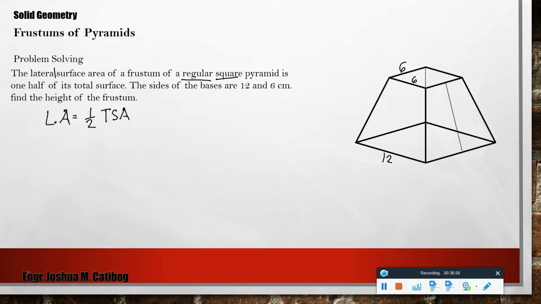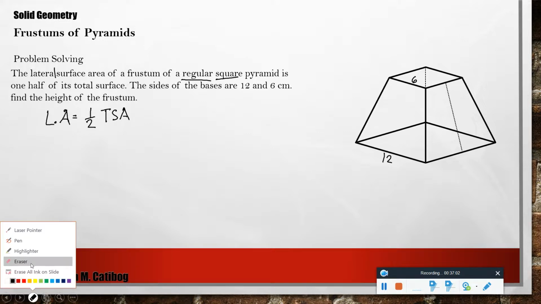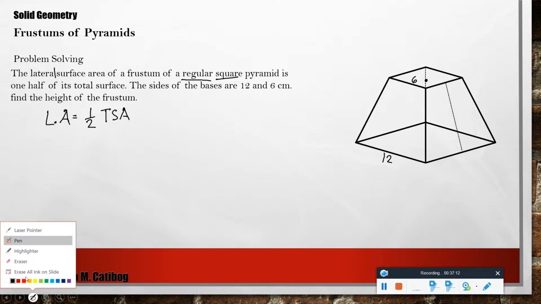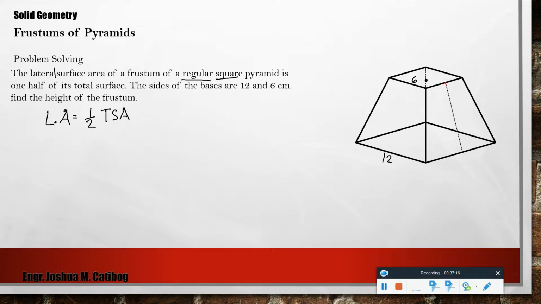Okay, so from here, ano pang sabi dito? The sides are 12 and 6 and find the height of the frustum. Sir, we are looking for the height of the frustum. So yung height po ng frustum, pwede ko pong sabihin, eto siya. From this point, perpendicular po dito sa ating base. Okay, perpendicular, ito po yung height natin. So from one base to another, yan po yung perpendicular distance.